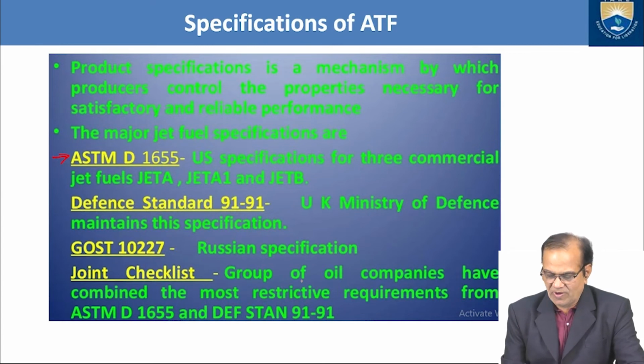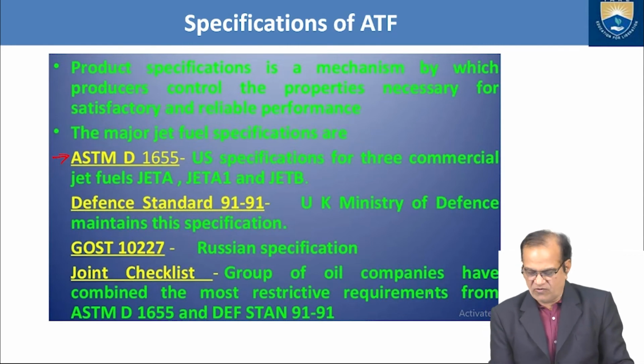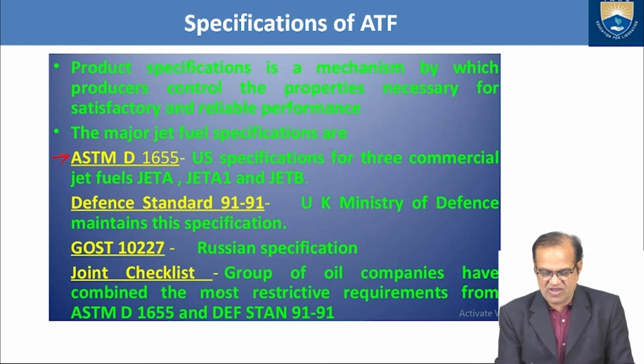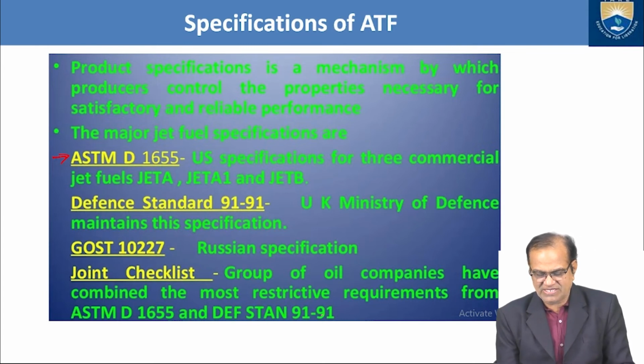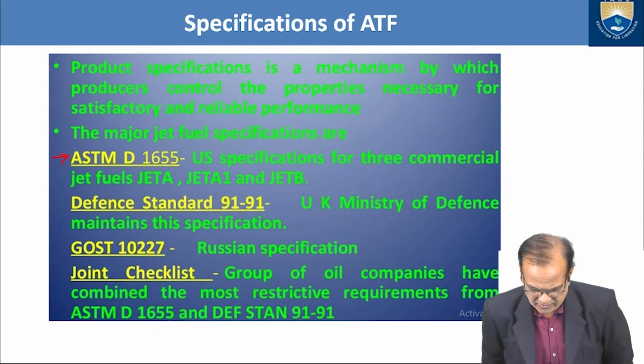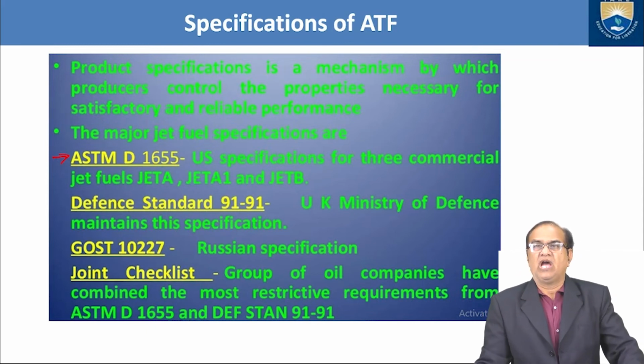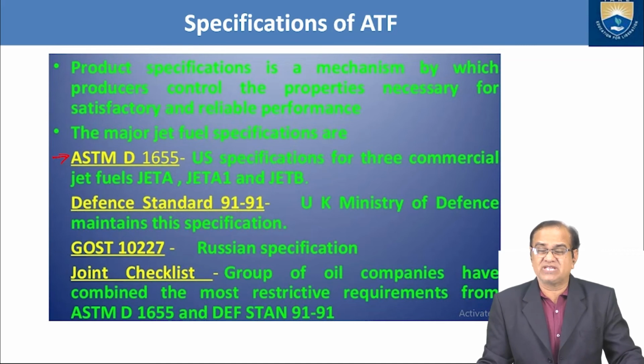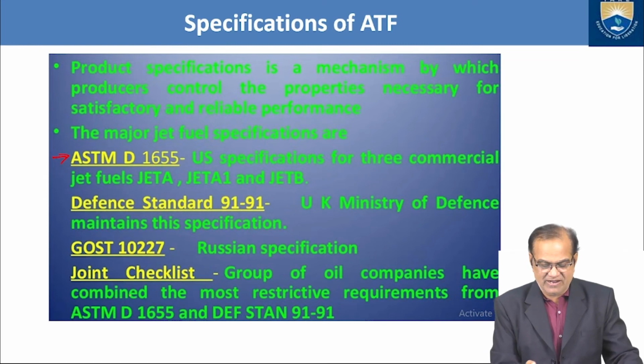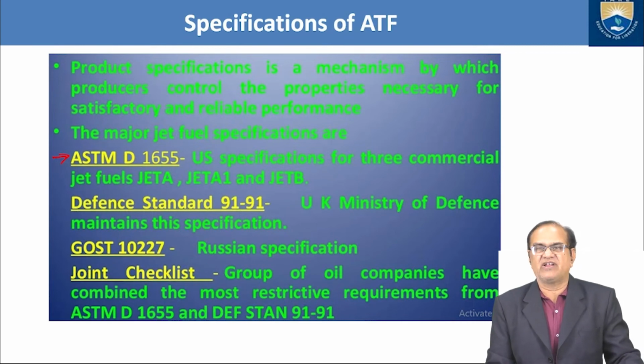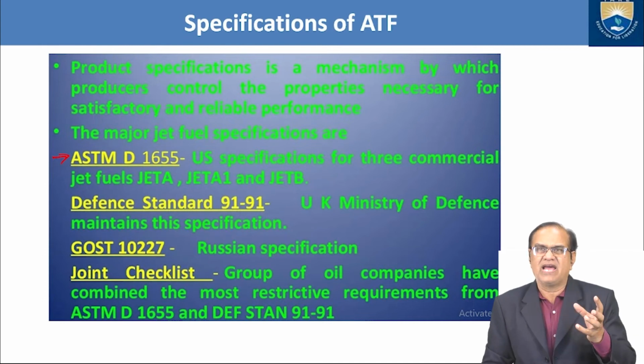Joint checklist: a group of oil companies have combined the most restrictive requirements from ASTM D1655 and Defense Standard 91-91. So the companies which produce the ATF maintain the joint checklist, combining ASTM D1655 of the USA and Defense Standard 91-91 from the UK. This has to be clubbed, and we should understand the meaning of this.